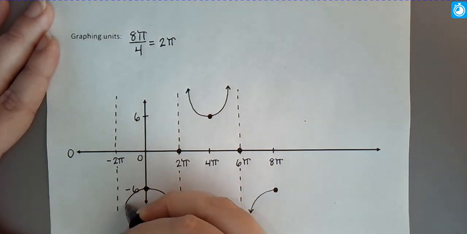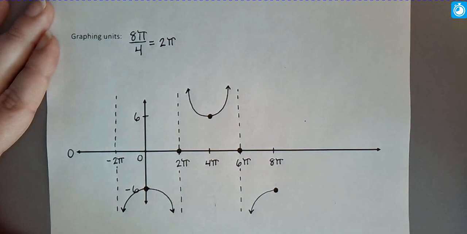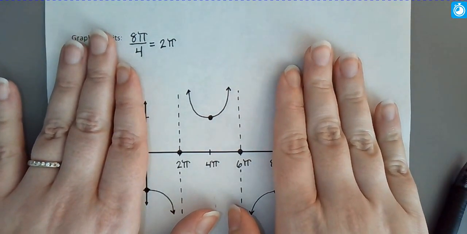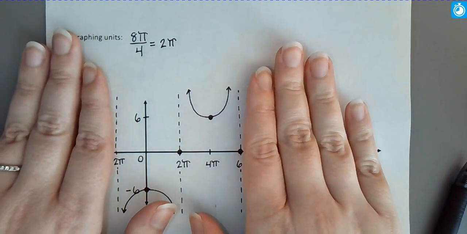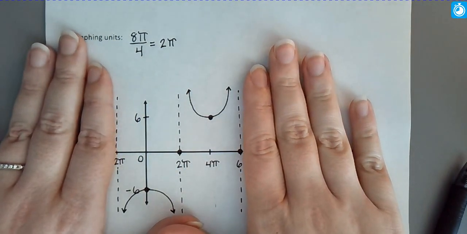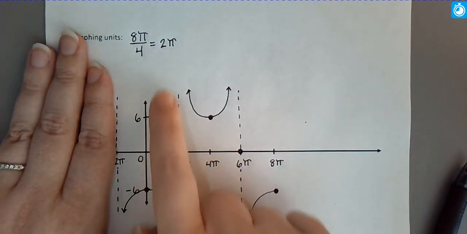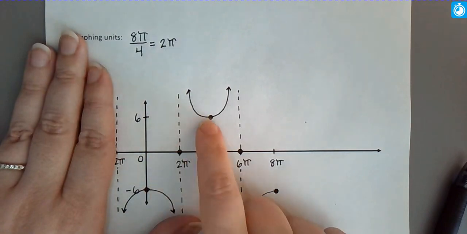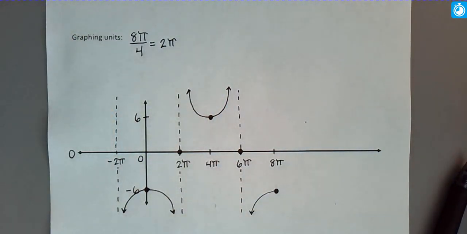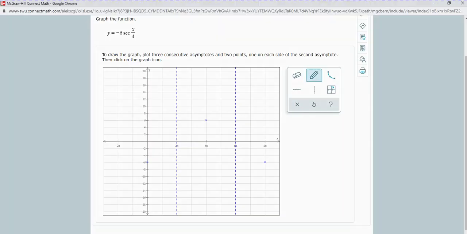And then the points are going to fall halfway between each of those asymptotes. So if instead of graphing that interval from 0 to 8 pi, if we shifted it a little bit and graphed the interval from negative 2 pi to 6 pi, notice we have 3 asymptotes, and we have 1 point to the left of the center asymptote and 1 point to the right, and that's exactly what our system was looking for. So let's add in that other asymptote, and we should have everything we need.